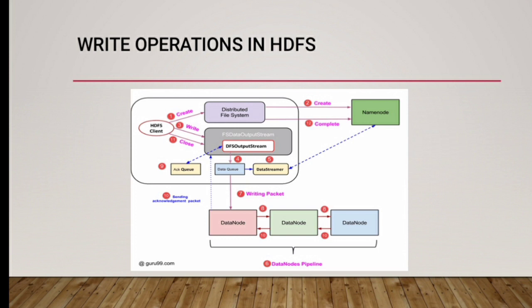After a client is done with writing the data, it calls the close method. Step 9 in the diagram, the call to close, results in flushing the remaining data packets to the pipeline, followed by waiting for acknowledgement. Once a final acknowledgement is received, the name node is contacted to tell it that the file write operation is complete.